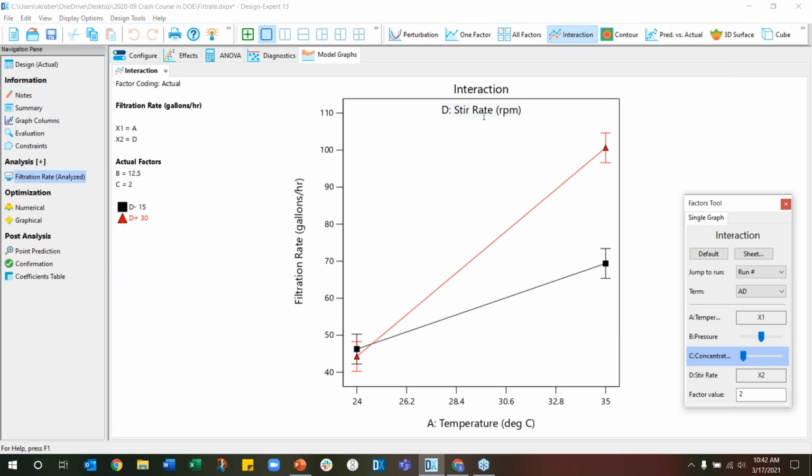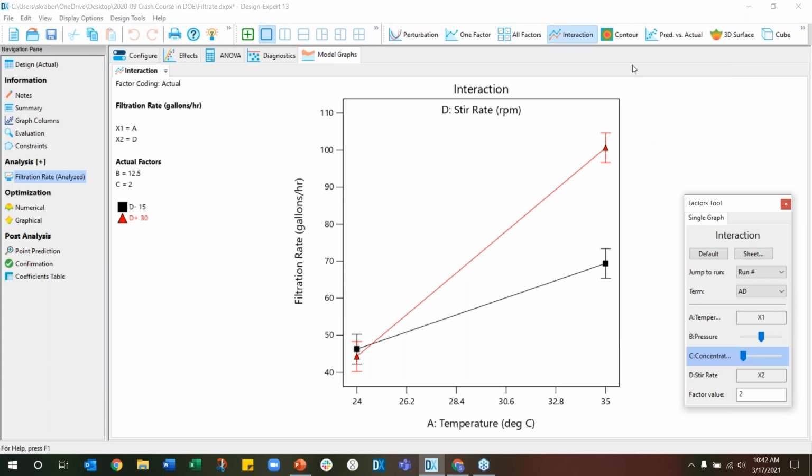Again, the two lines, the stir rate is set to 10 RPM at the black line and 30 RPM at the red line. So if we are trying to maximize filtration rate, then we would be looking at the values up here, again, high temperature and high stir rate, combined with the low concentration of formaldehyde. Okay, so all of these in combination kind of gives you your final settings for this factorial design.